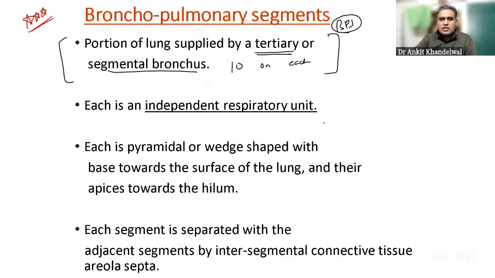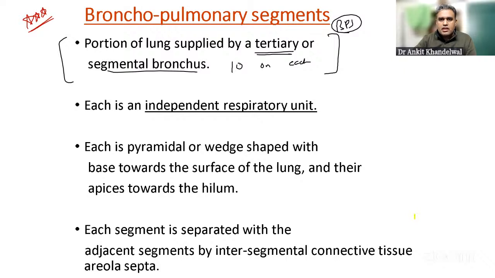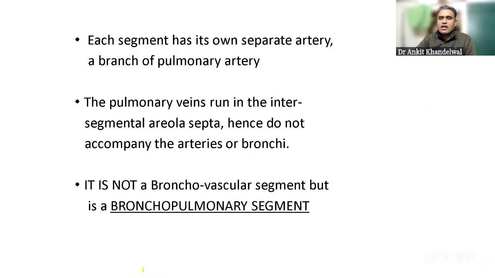Now, this part is important over here, so I will use a highlighter to highlight a few points so that you don't miss them in your revision. Each bronchopulmonary segment is an independent respiratory unit, so it becomes surgically very important. Each is pyramidal in shape, we'll see an image also, with the base towards the surface of the lung. Each segment is separated from the adjacent segment by septa. Fair enough. Here's the basic anatomy now. See over here, each segment has its own separate artery.